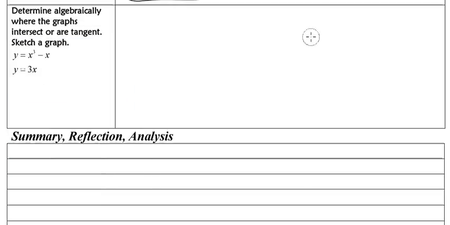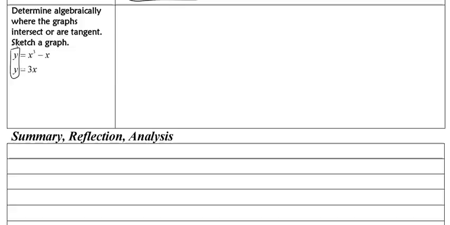All right, here we go. It says determine algebraically where the graphs intersect or are tangent. So sketch a graph, and the two equations we're given are y equals x cubed minus x and y equals 3x. And substitution is probably going to be our best bet for solving this one.